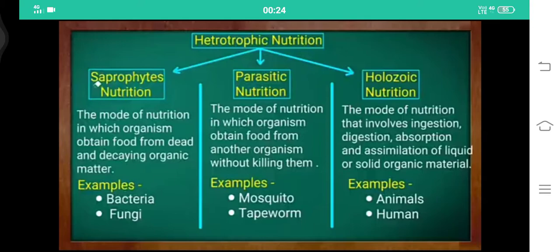So what are saprophytes? Saprophytes are the organisms which obtain nutrition from dead and decaying matter. Clear? What about the examples? Bacteria and fungi. Next one is parasitic nutrition.